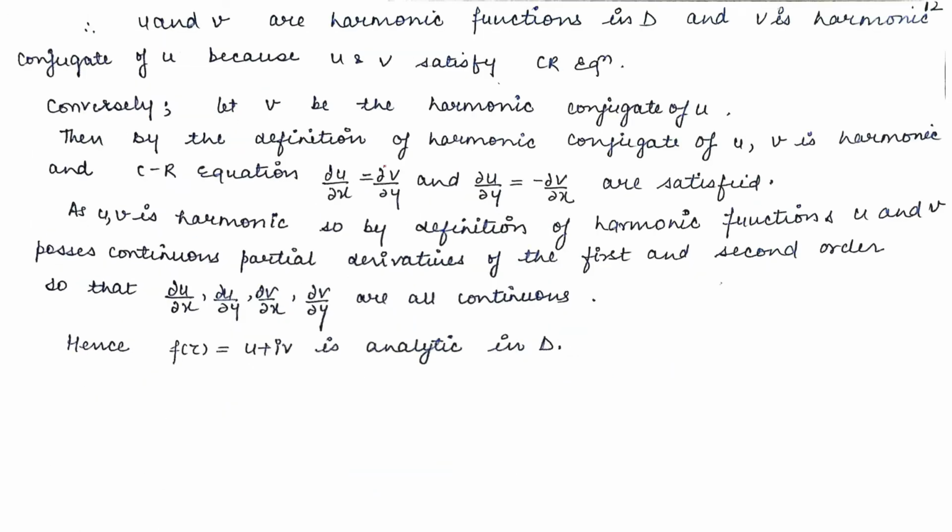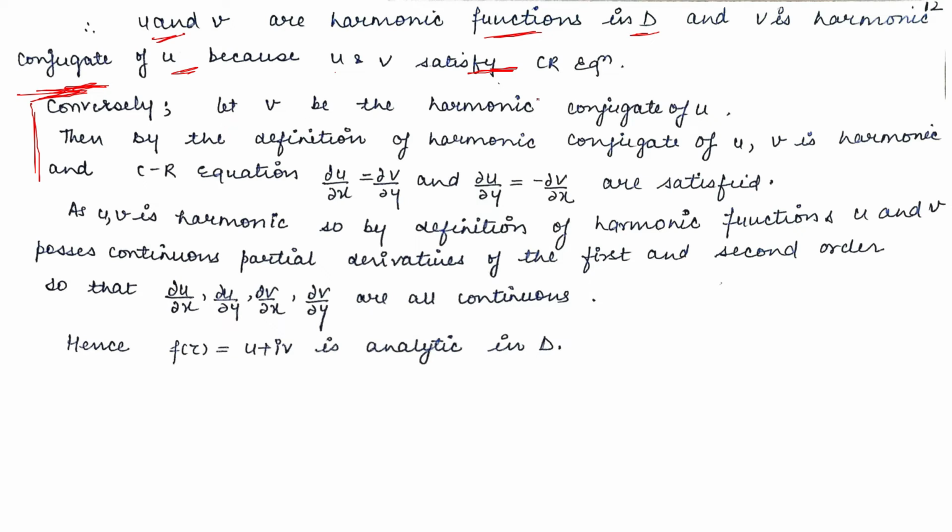Now moving to the next part. u and v are harmonic functions in D, and v is the harmonic conjugate of u because u and v satisfy the CR equations. He is saying that if u and v are harmonic functions and v is the harmonic conjugate of u, then u and v must satisfy the CR equations. Now this is the end of the first part of the theorem. Now this is the converse of the theorem.